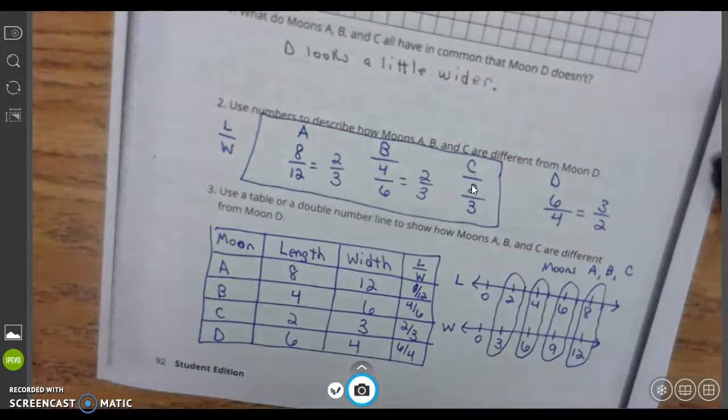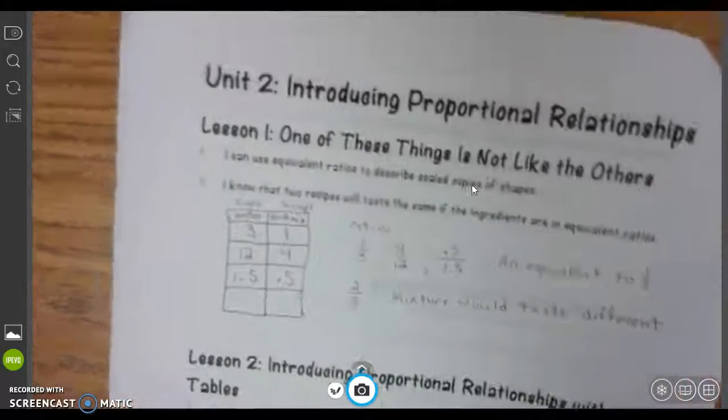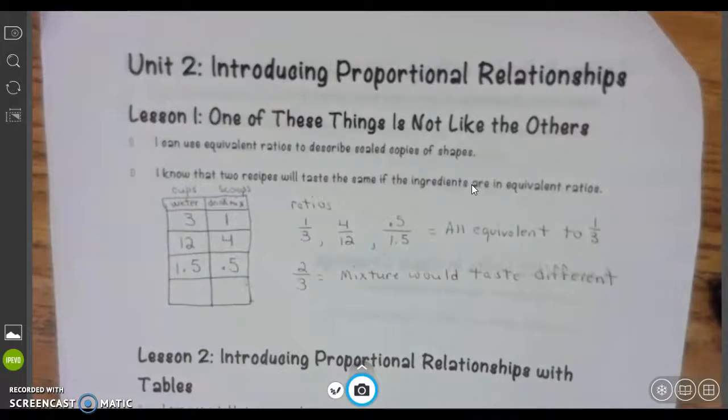And then I'm going to have you turn in your notes to Unit 2. We skipped a lot of Unit 1, now we're on Unit 2. And you're going to go to Lesson 1 in your notes. And the learning targets for today were I can use equivalent ratios to describe scaled copies. And I know that 2 recipes will taste the same if the ingredients are in equivalent ratios.